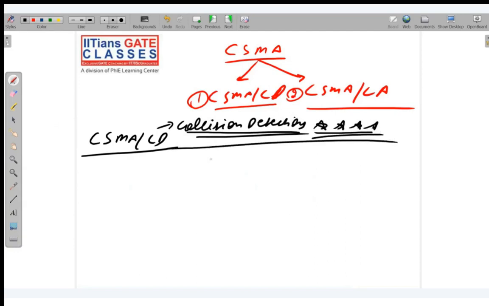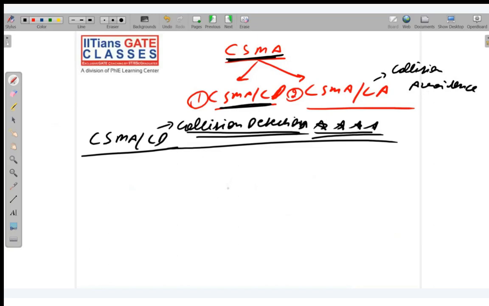So what do you mean by collision detection here? Obviously collisions can be detected here, that's why we are calling it collision detection. CSMA CD means carrier sense multiple access with collision detection, and it is an extension of CSMA only. Why do we need an extension? Because CSMA is not talking about collisions, so we have to talk about collisions also. CSMA CD is collision detection, CSMA CA is collision avoidance.